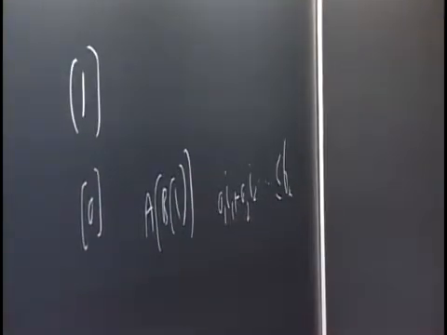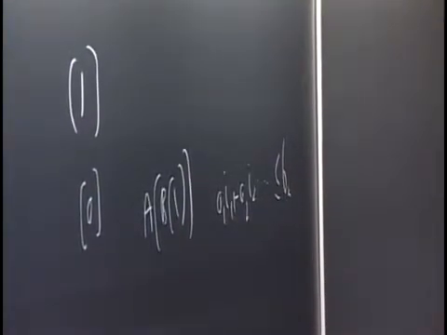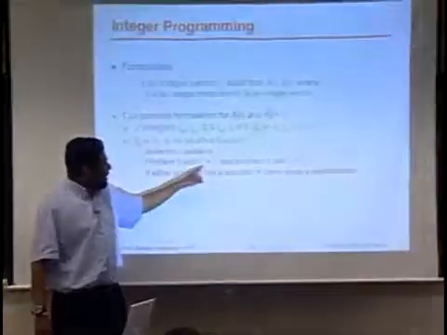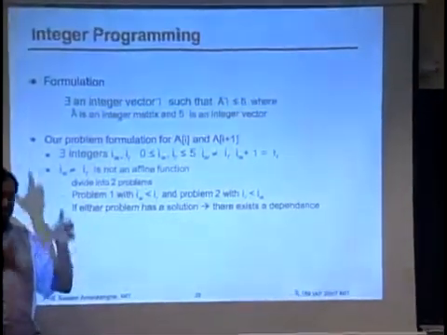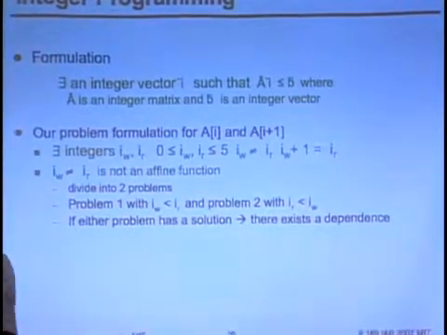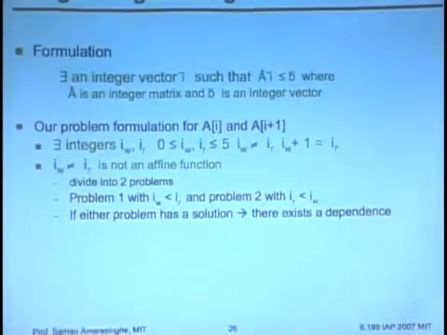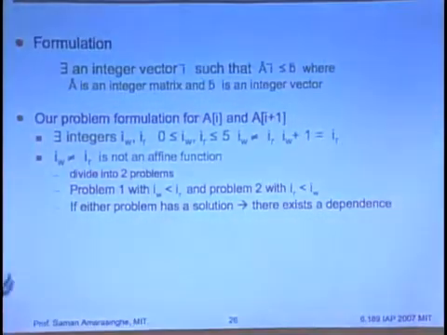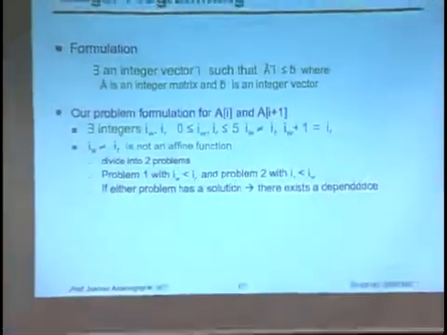Not equals doesn't really belong there. So the way you deal with not equals is you divide into two different problems. You can say IW less than IR is one problem, and IW greater than IR is the other problem. And if either problem has a solution, you have a dependence. So that means one is true and one is anti. You can say the true dependence or anti-dependence. You can look at that.